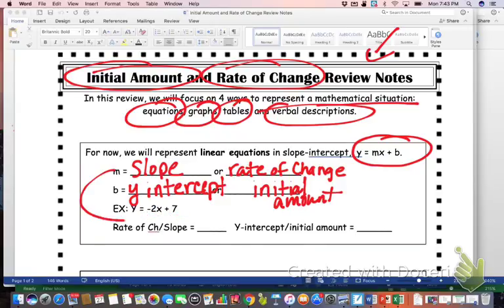So m, the slope, is right there, the coefficient in front of the x. So the rate of change slash slope is -2. And then the y-intercept slash initial amount is right there, our b, which will give us a 7.